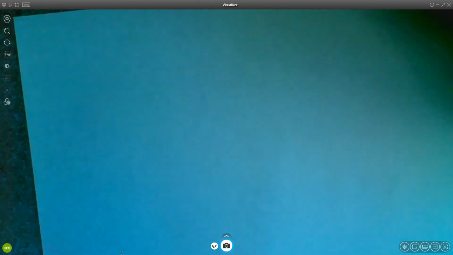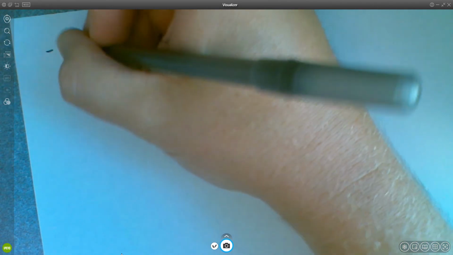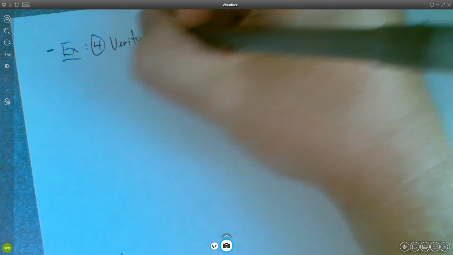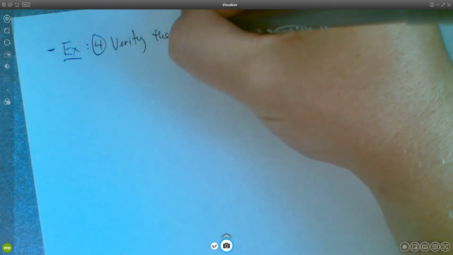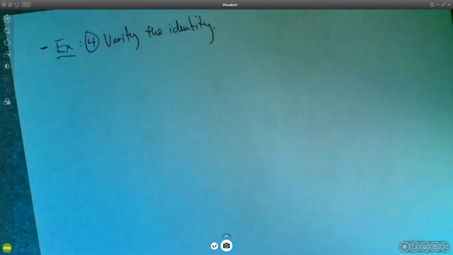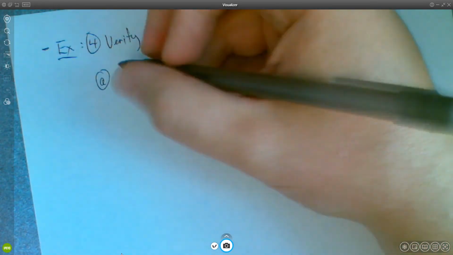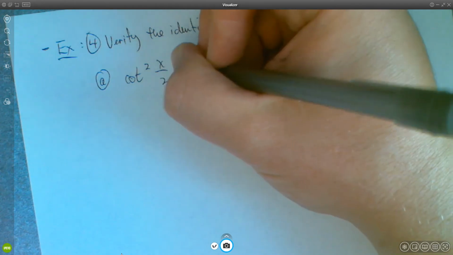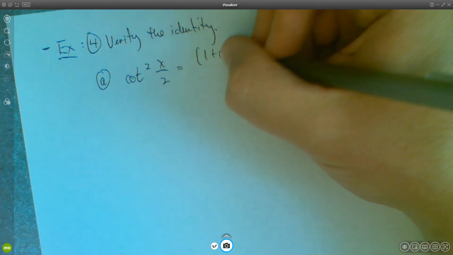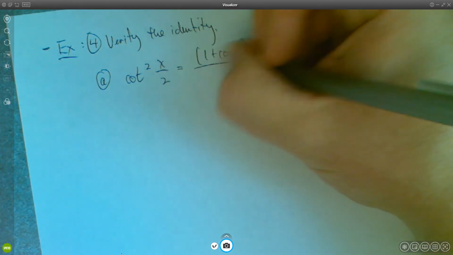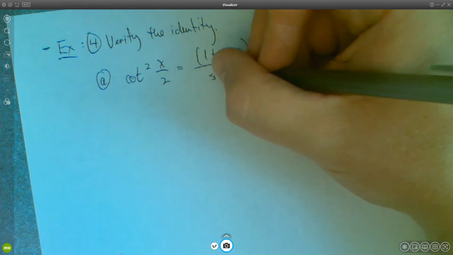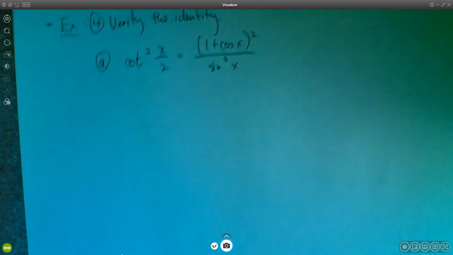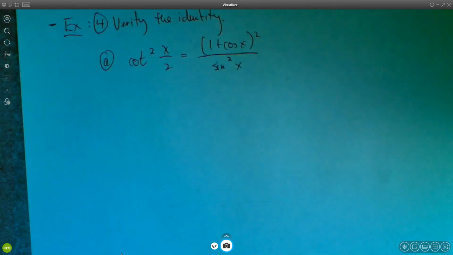Let's practice verifying some identities. This is my favorite. Okay, let's do cotangent squared of x over 2 equals 1 plus cosine x squared over sine squared x. Ooh. Okay, give the video a pause, see if you can do that one. I'm not sure.